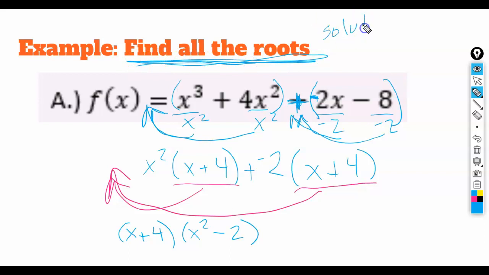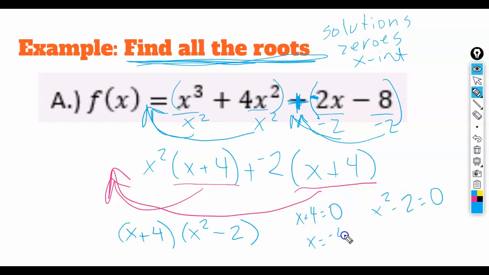And if I'm going to find all of the roots, remember roots, solutions, zeros, x-intercepts, those are all looking for the same numbers. And the way we find those numbers is the same every time. Factor it, and then set the factors equal to 0. That's because we're looking for the zeros. So x plus 4 equals 0, and x squared minus 2 equals 0. That means x is going to equal -4.